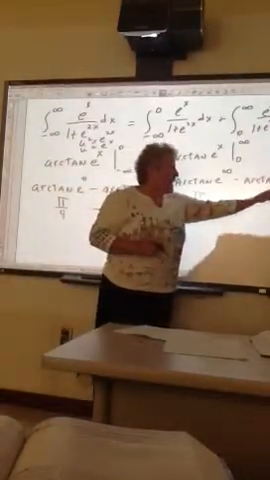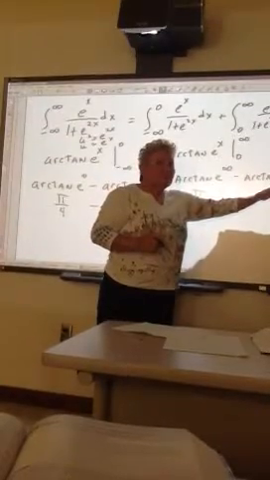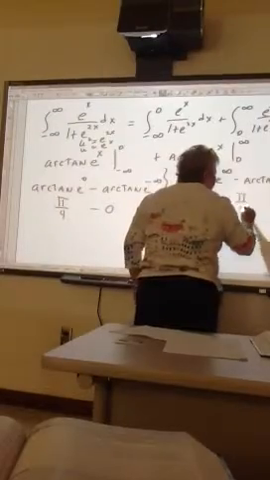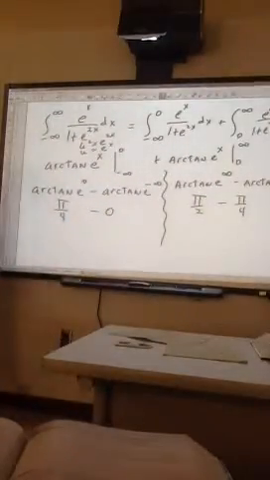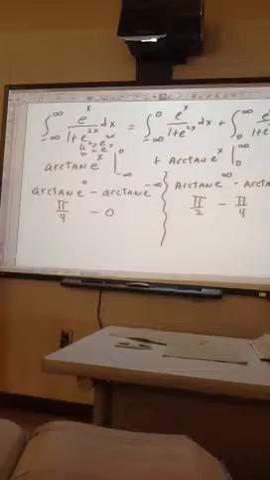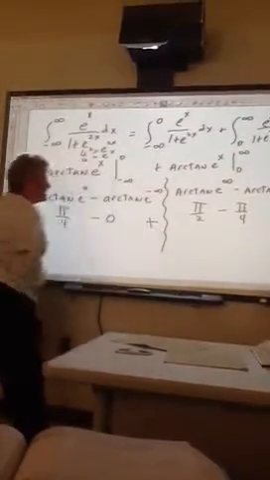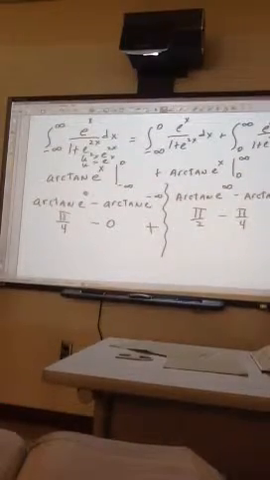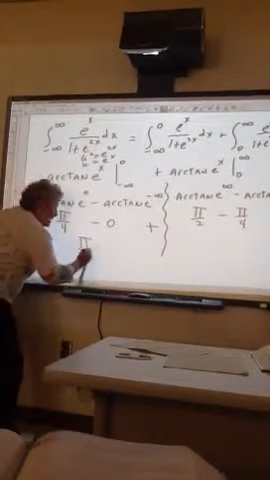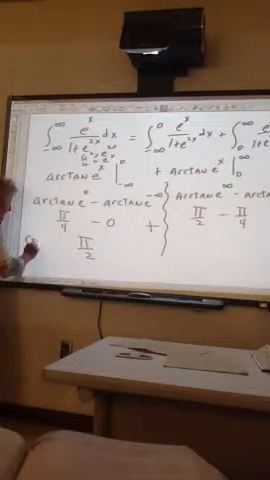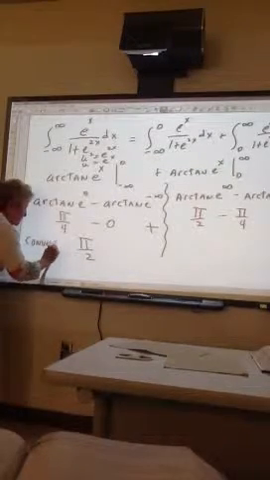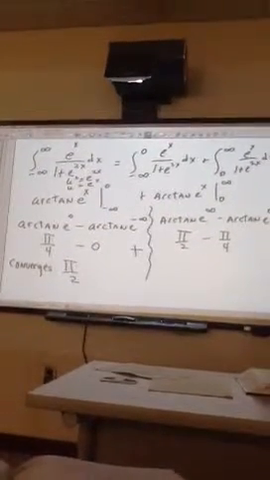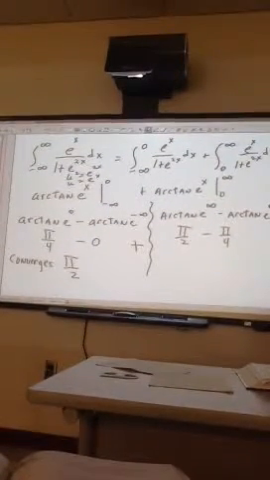This is the arctan of 1. What angle has a tangent of 1? Pi over 4. So we take our two pieces, we add them together, and there's just pi over 2. So this thing converged, and it converged to pi over 2. In the back of the book it'll say converges, and then it'll give the pi over 2 for the answer.